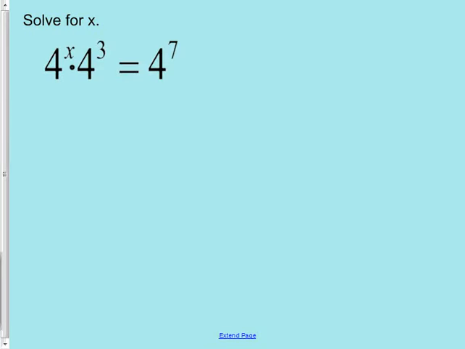Here's one that's on the very first few questions of the homework. X and 3. When you do a 4 like that, what do you do with those 2 powers? Do you add them or do you multiply them? That becomes 4 to the 3 plus x equals 4 to the 7. Now I have the same base on both sides, and therefore that equals that. And it's a super simple equation. What's x got to be?